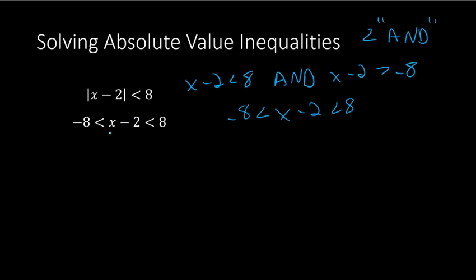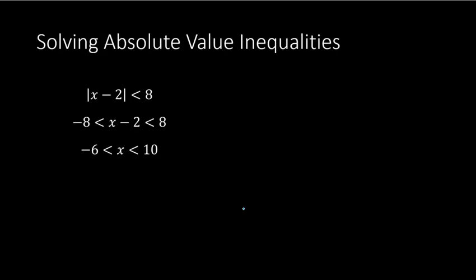This is going to be the quickest way to solve. And what we do is we just solve for x by adding 2 to all three parts of the inequality. That gives you x in the middle, 10 on the right, and negative 6 on the left. So your answer is that x is between negative 6 and 10.